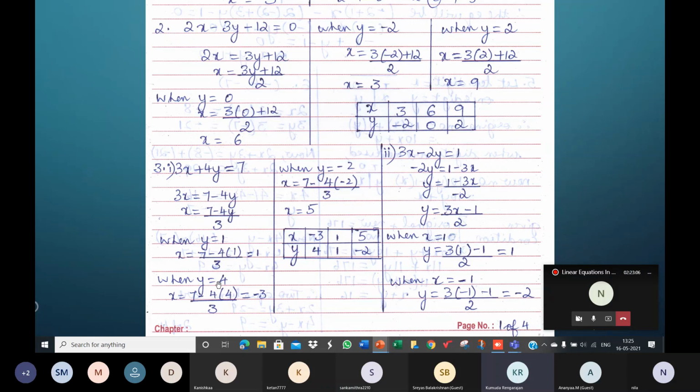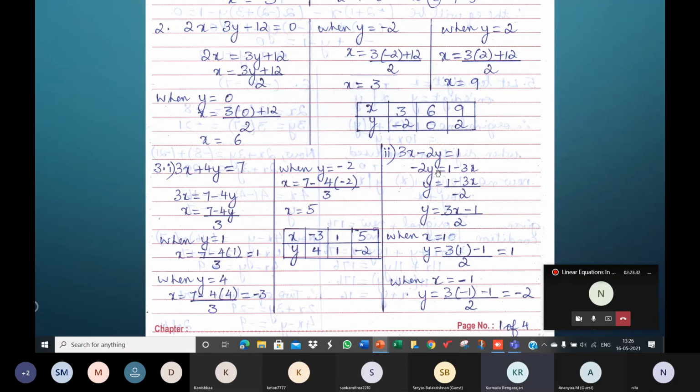When y is 4, find the corresponding value of x. When y is -2, find the corresponding value of x and put that in the table. These are the values of y, and these are the points which you have to plot.